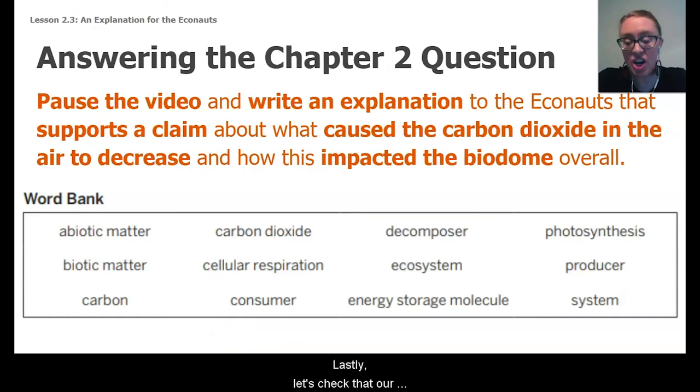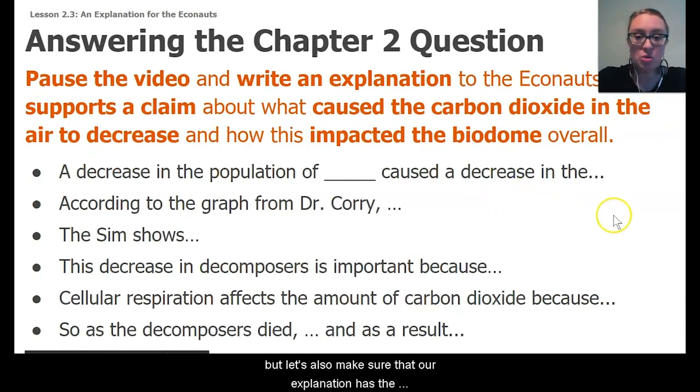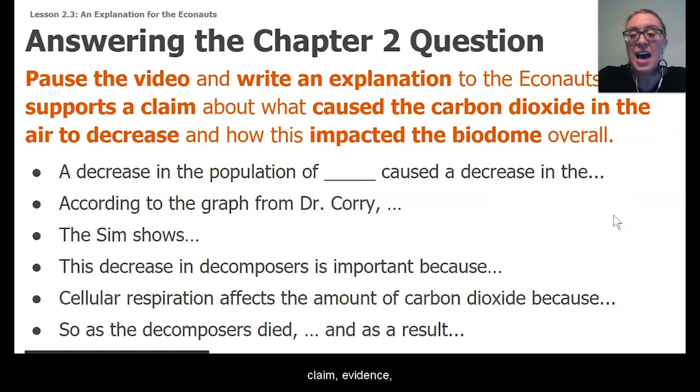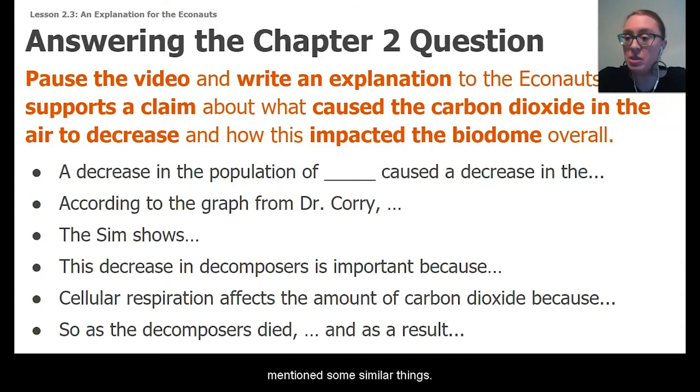Lastly, let's check that our explanation not only has all of the science terms that we need to accurately explain what caused the carbon dioxide in the atmosphere to decrease, but let's also make sure that our explanation has the claim, evidence, and reasoning components that we know a good science argument needs. So I have a couple of sentence starters here on the board, and I would like you to check your work and see if you mentioned some similar things.